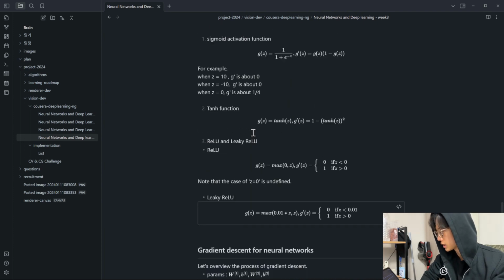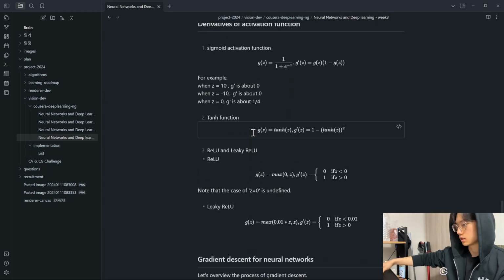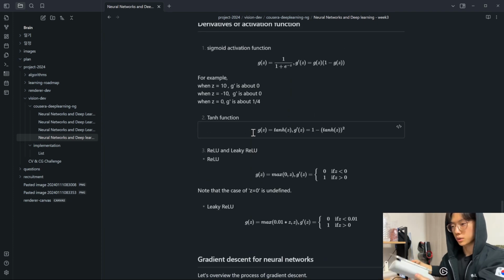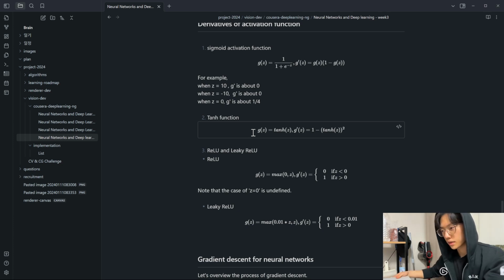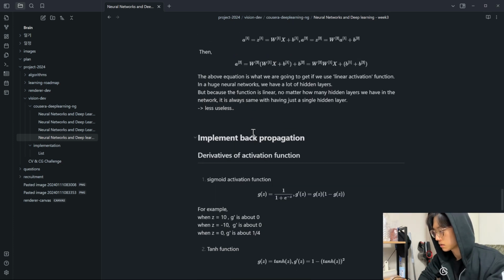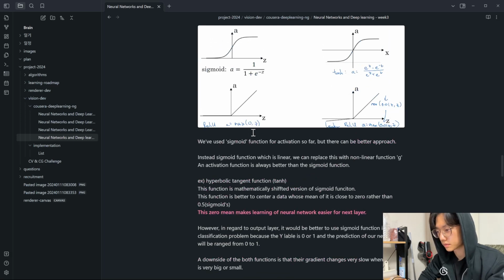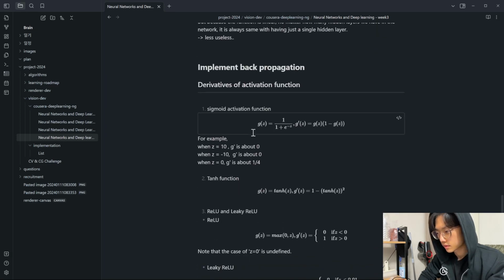So I just finished today's learning. Before I stop recording, I'll do a small recap. Today I learned how to implement backpropagation in neural networks.